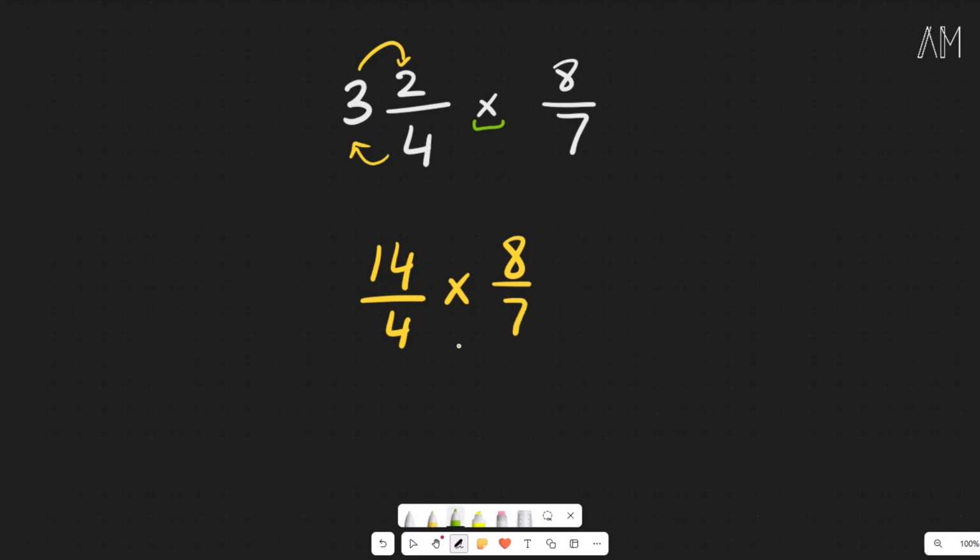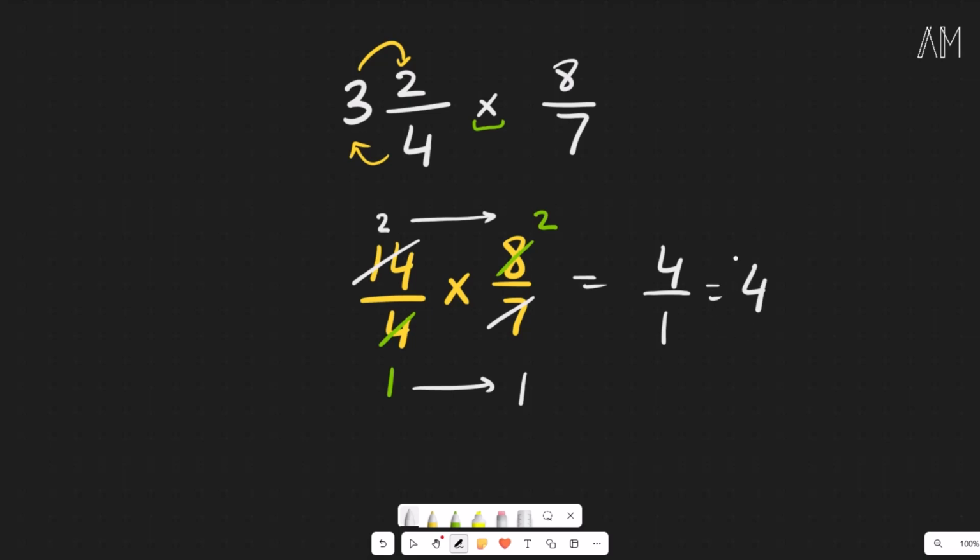Now I can apply the cancelling. I notice that I can simplify the 8 and 4 by dividing both of them by 4. The 4 will become 1 and the 8 will become 2. And I can divide 14 and 7, both of them by 7. The 14 will become 2 and the 7 will become 1. Let's apply the multiplication up by up and down by down. 2 times 2 is 4 and 1 times 1 is 1. 4 over 1, which is equal to 4, and that's how we do it.